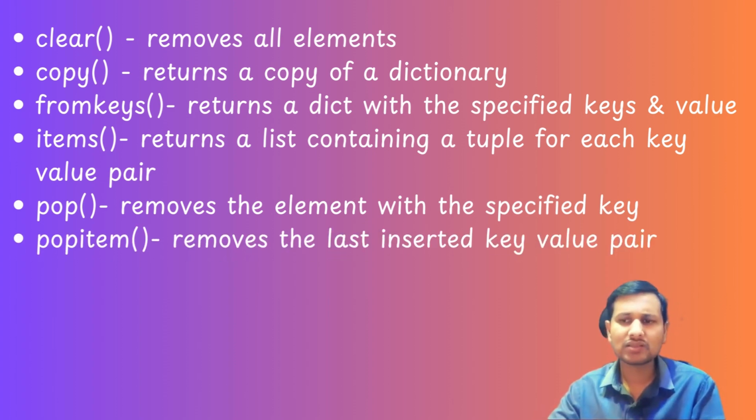Suppose we use fromkeys, then it will return a dictionary with the specific keys and values. If we use items, it will return a list containing a tuple for each key-value pair. So basically, the key-value pairs will be printed in a list if you use items. So let us do hands-on to understand it more.